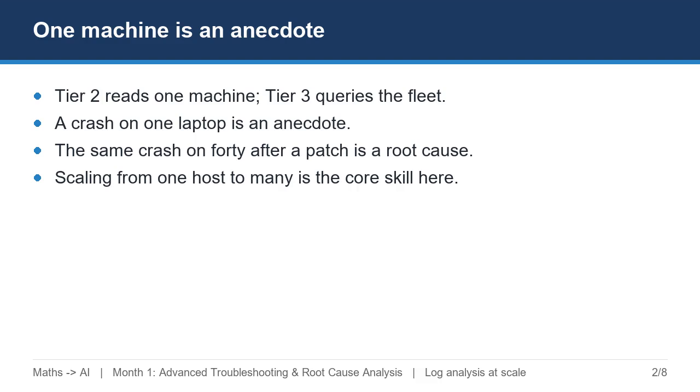Here's the mindset shift. At Tier 2 you read one machine's event viewer. At Tier 3 the question changes: is this a one-off, or a pattern across the fleet? A crash on a single laptop is an anecdote. The same crash on 40 laptops, all after the same patch, is a root cause staring at you. Scaling your log analysis from one host to many is the core skill of this lesson.